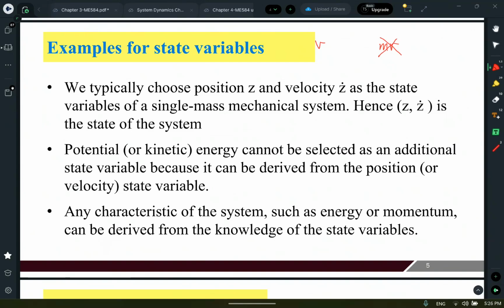And same thing with the energies. If you have one of the state variables as, for instance, the displacement, you cannot have the potential energy of the spring as a state variable, because you can calculate the potential energy of the spring if you have this displacement.